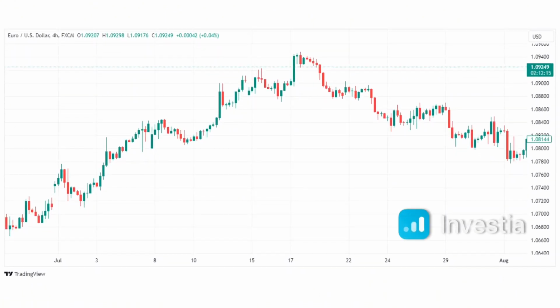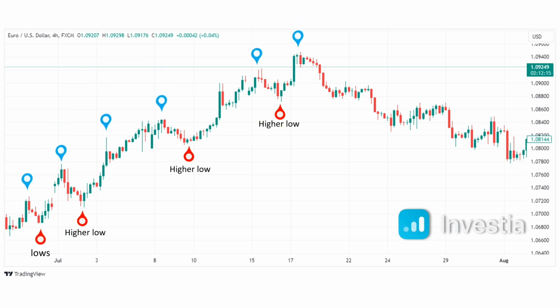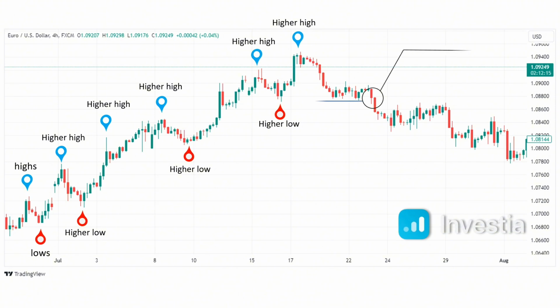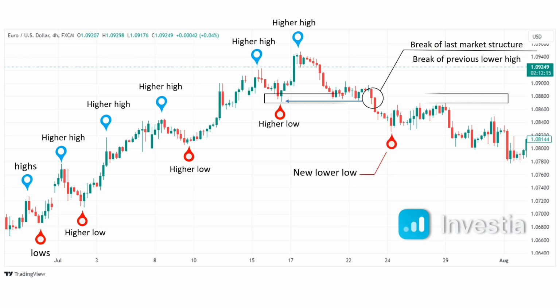So this is a Euro-dollar 4 hours chart, and as you can see, price had been creating higher lows and higher highs. And at this point right here, price broke the market structure and the higher low, creating a new lower low instead of a higher low. We'll mark our broken structure, which is also our last higher low, and we'll wait for price to retrace back to this point and take our short trades.